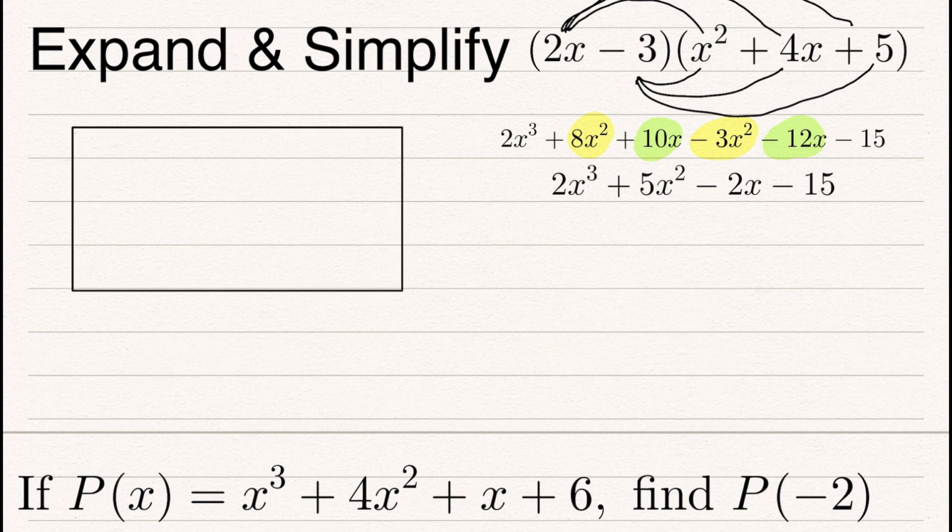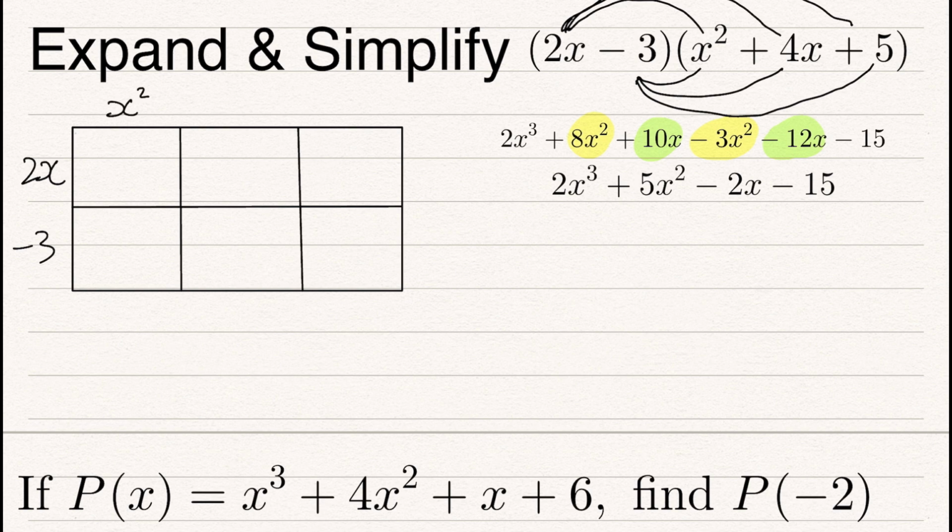rectangle. So we set up our rectangle, split it into parts that match the number of terms in each polynomial. So my binomial here, of course, has 2 terms. So I have 2 boxes high to represent the binomial, and 3 boxes long to represent the trinomial. My binomial's terms are 2x and -3. My trinomial's terms are x squared plus 4x plus 5.